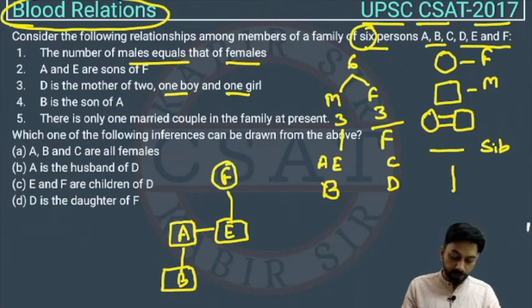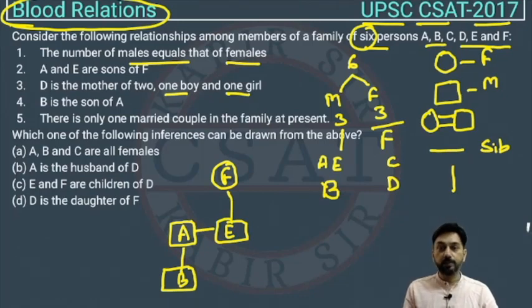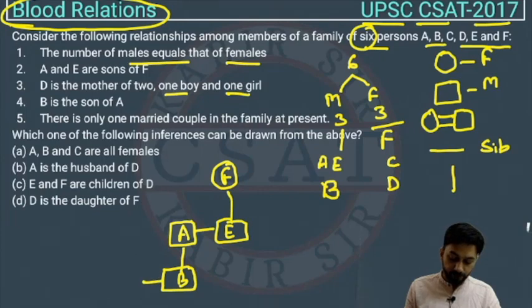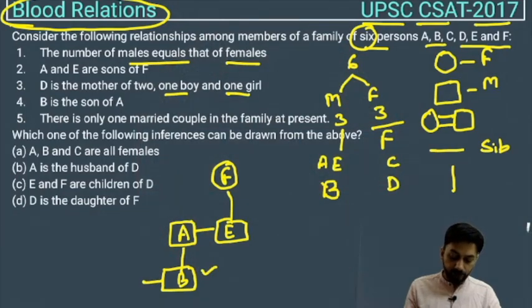Now there is only one married couple in the family at present, right? So D is the mother of 2. So where will D come? D will come with A, because D has 2 children, one male and one female. One male we already got, B; the other, a female, will come here, and D will be the spouse of A. So who will come here in this circle? C will come, right?